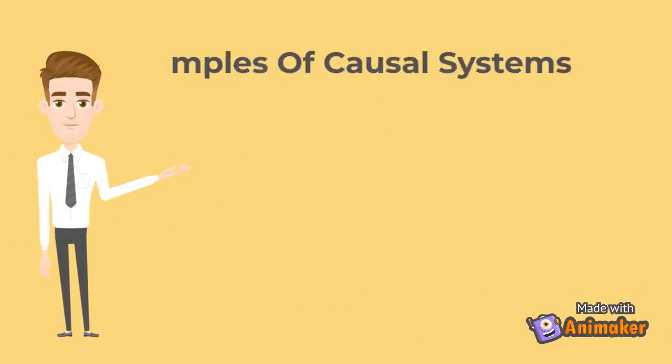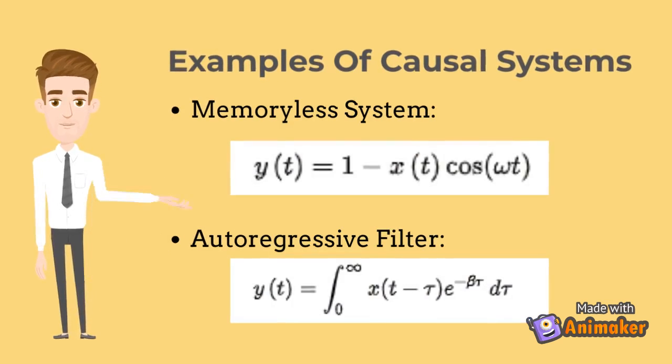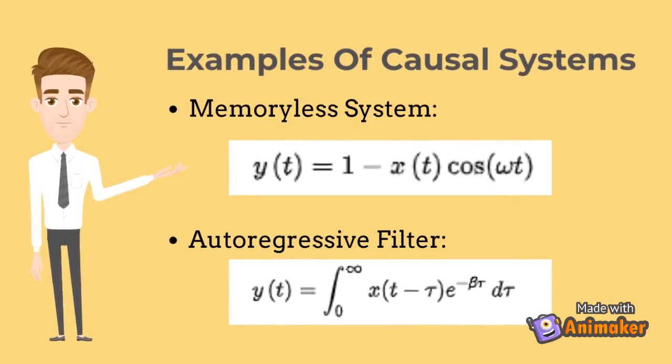Here are some examples of causal systems. The first one is a memoryless system. The equation y of t equals 1 minus x of t into cos omega t is an example of a memoryless system. And the second one is an autoregressive filter. This is a filter with the equation y of t equals the integration from 0 to infinity of x of t minus tau into e power of minus beta tau d tau. These are the examples of causal systems.